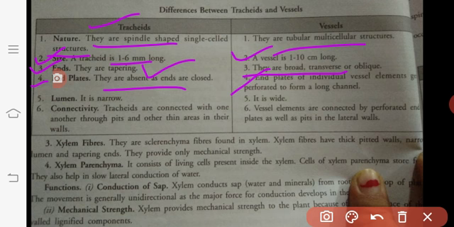In vessels, the end plates of individual vessel elements get perforated to form a long channel. Point number 5, lumen: in tracheids it is narrow, in vessels it is wide. Point number 6, connectivity: tracheids are connected with one another through pits and other thin areas in their walls. Vessel elements are connected by perforated end plates as well as pits in the lateral walls. So these are the main differences between tracheids and vessels.